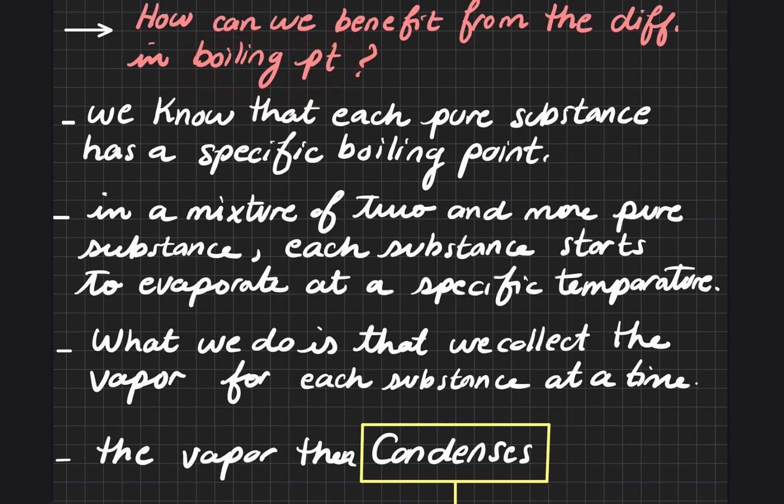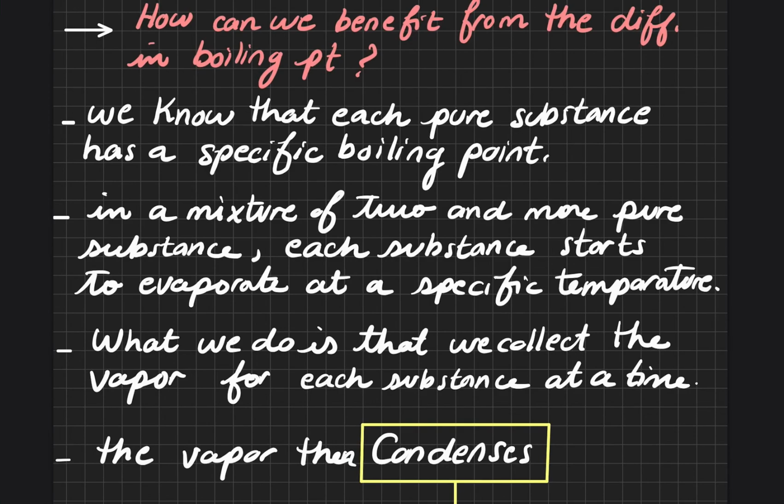So we know that each pure substance has a specific boiling point. We learned that pure substances have specific boiling points. Let's say water, it's a pure substance. Its boiling point is 100 degrees Celsius, and that's a constant in water, in a pure substance. And other pure substances have specific boiling points as well. And that's a way to specify pure substances.